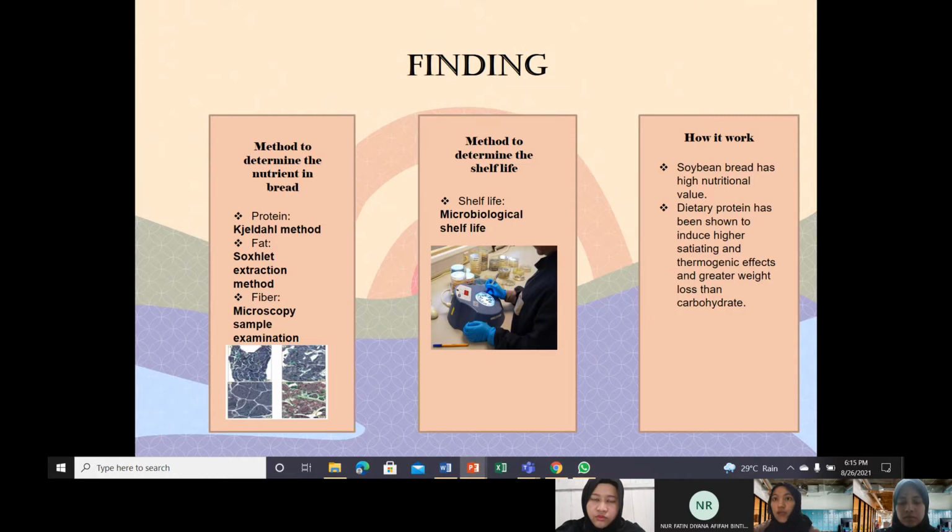Next, for the finding, the first method is to determine the nutrients in bread. For protein, the Kjeldahl method; for fat, the Soxhlet extraction method; and for fiber, microscopy sample examination. The second method is to determine the shelf life, which is microbiological shelf life. So how does it work? Soybean bread has high nutritional value. Protein has been shown to induce a higher satiating and thermogenic effect and greater weight loss than carbohydrate.